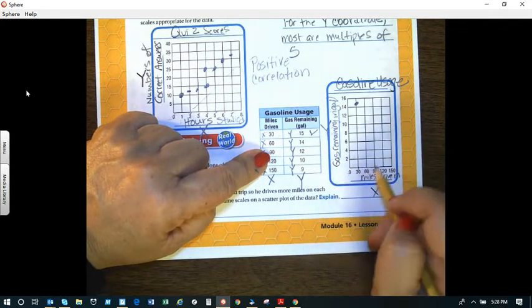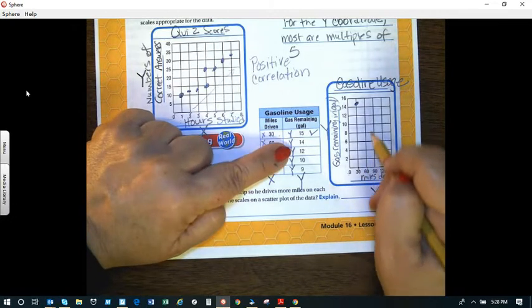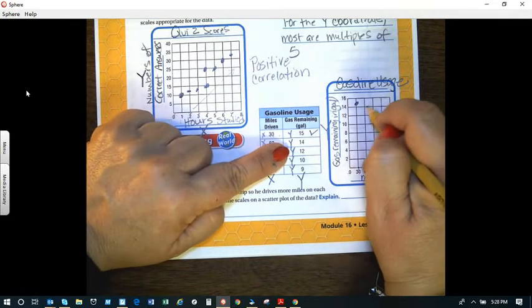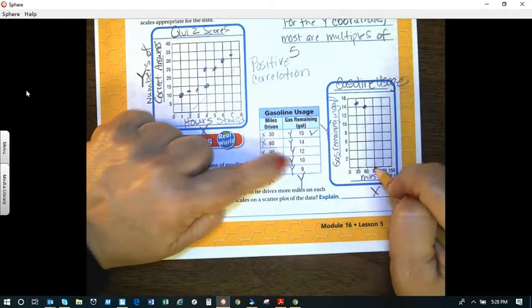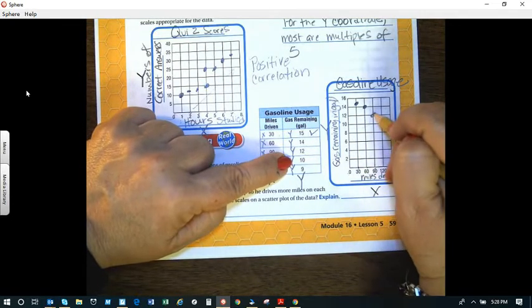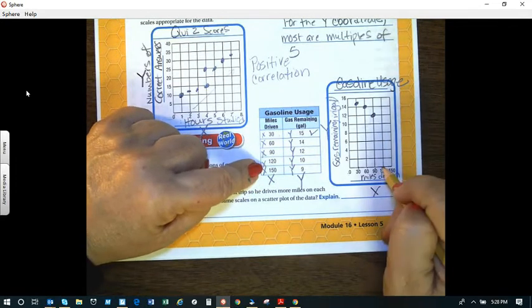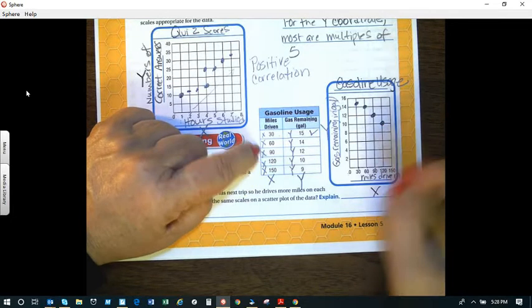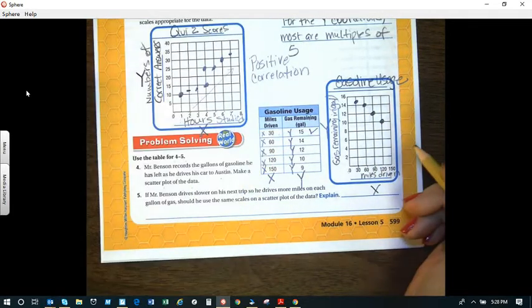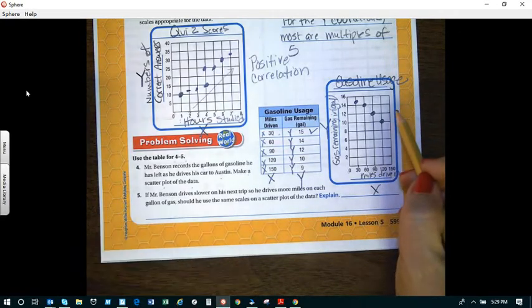Moving over to 60 miles driven, he had 14 gallons left. I'm going over to the 14, plotting there. As he traveled 90 miles, he had 12 gallons left. If he traveled 120 miles, he had 10 gallons left. Now, do you see how I'm stating it? Because now I'm putting it in my brain. Well, the longer he traveled, the less gallons of gas he had left.